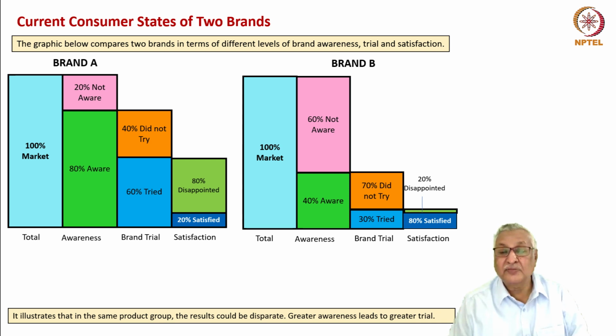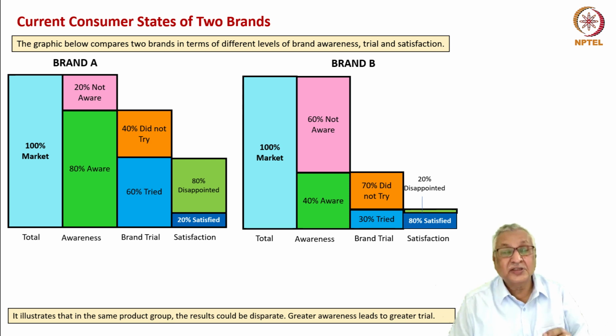Let's look at the other brand, brand B. Again, 100% of the market. 60% were not aware at all, and only 40% were aware. Out of this 40%, 70% did not try and 30% tried. However, out of these, 80% got satisfied and 20% got disappointed. So you have a situation where 80% of those who tried, who in turn are 30% of 40%, are satisfied. So it leads to a better situation in terms of the brand.